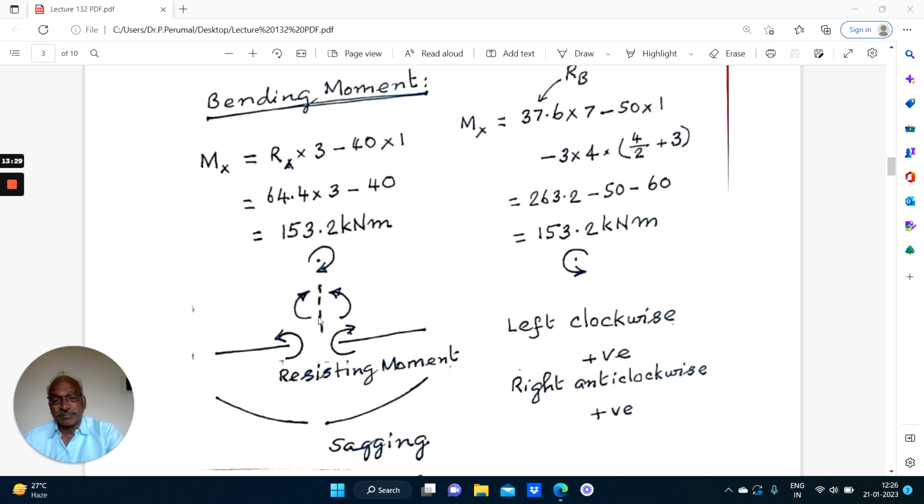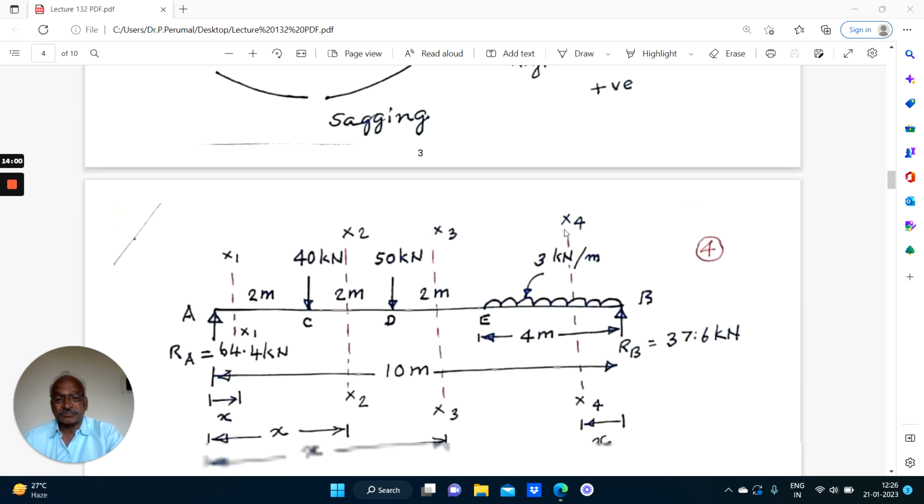So this is a section. To the left of the section, if the moment is clockwise, it is positive. To the right of the section, if the moment is anti-clockwise, it is positive. So left clockwise is positive, right anti-clockwise is positive. This moment will be called sagging moment, which will cause tension at the bottom. This 153.2 will be clear when we draw the bending moment diagram, right?